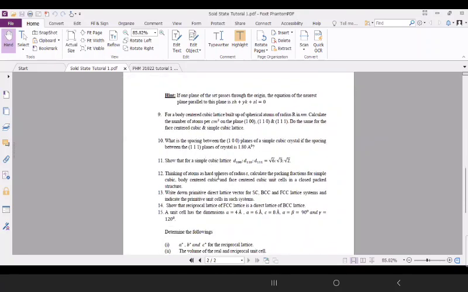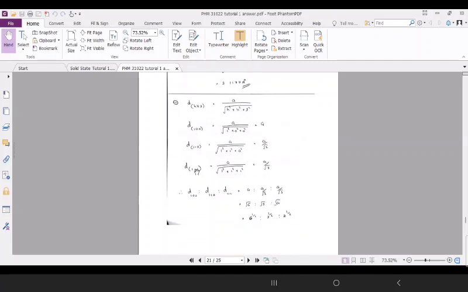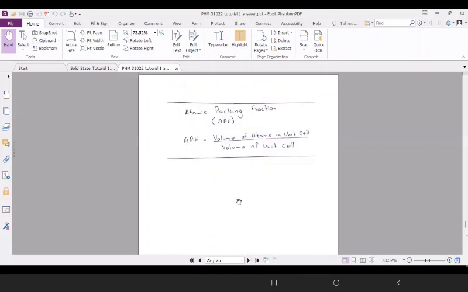The next question: thinking of atoms as hard spheres of radius r, calculate the packing fraction of simple cubic, body-centered cubic and face-centered cubic unit cells in a close packed structure. This question is also based on theory. You all know what packing fraction is. The APF is equal to the volume of atoms in the unit cell divided by the volume of the unit cell.